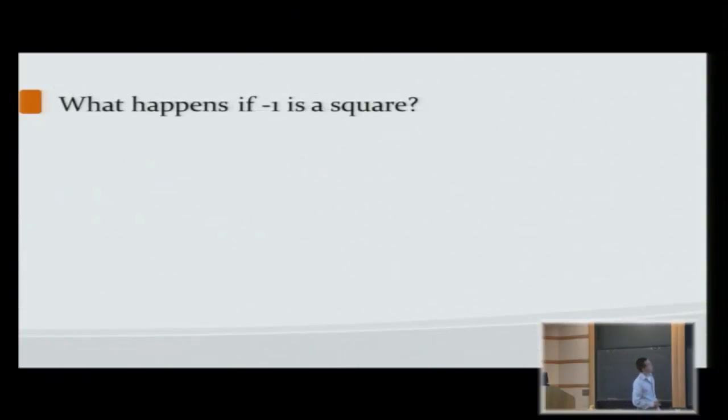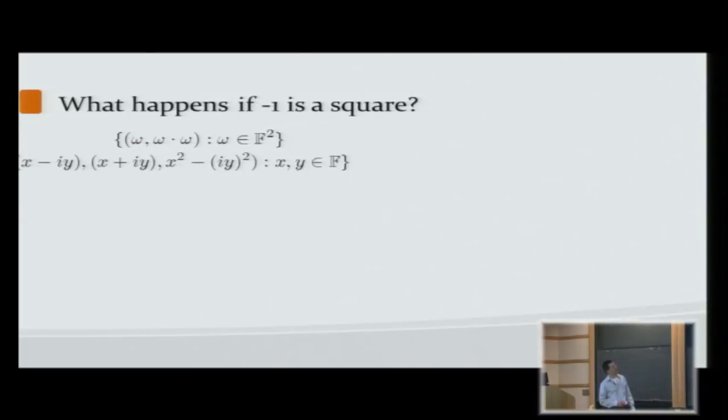And so I wanted to say something about what happens when -1 is not a square. Here the restriction problem becomes somewhat different. This is the definition of a three-dimensional paraboloid right here. And I can reparameterize it, if negative 1 is a square, in the following way. I can rewrite the elements like this.